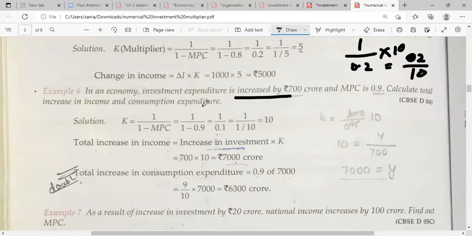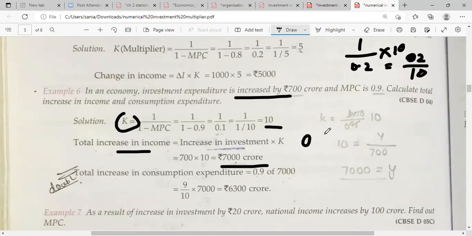Okay, and MPC is given, so from here you will first find K, because MPC is given, so your K is 10. Now to find the change in income, you just need to multiply them and you get this. Now you have to find the total increase in consumption expenditure. So it is 0.9 of this, because this is your income, and out of this, 0.9 you consume.